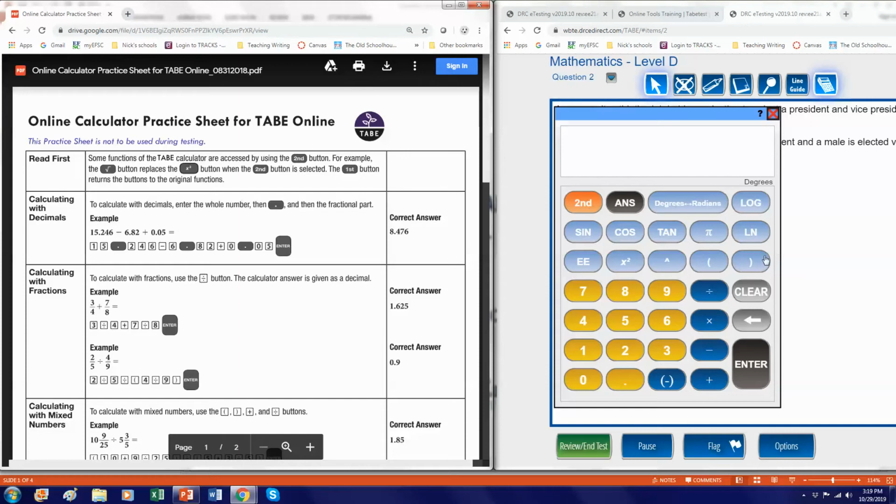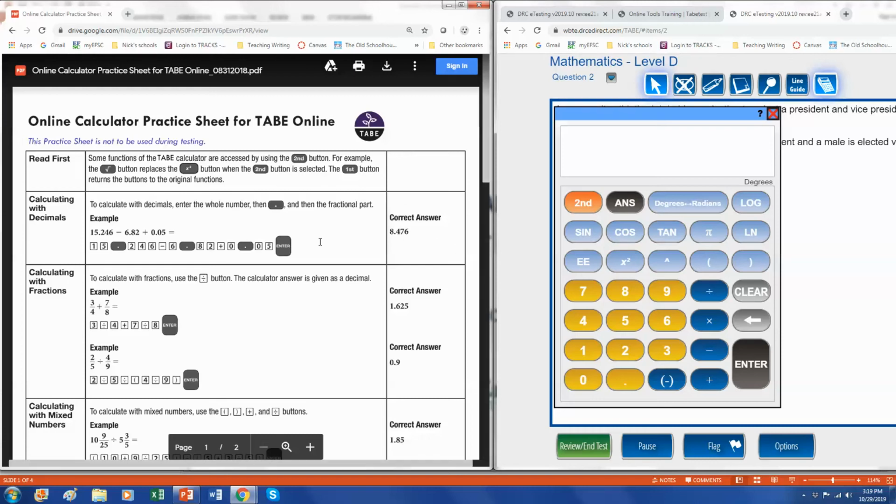Well, everything we need is not here, right? So if you don't find something that you need here, it's probably on the second tab. So you go to second, and then it's here. We have pi is still there, but we have 1 over x, we have our square root button, we have our 10 to the x. So if you don't find something on the first tab, make sure you check the second tab.